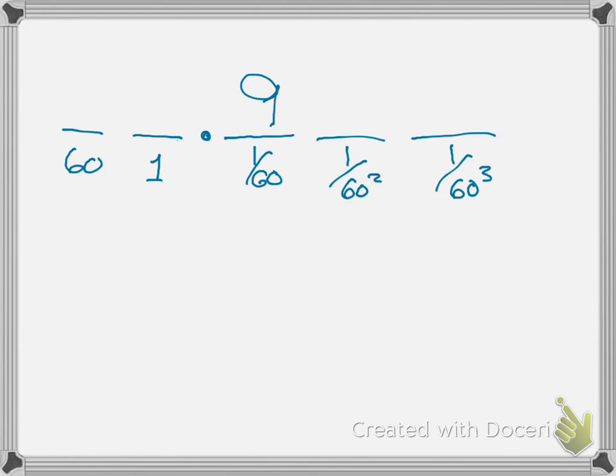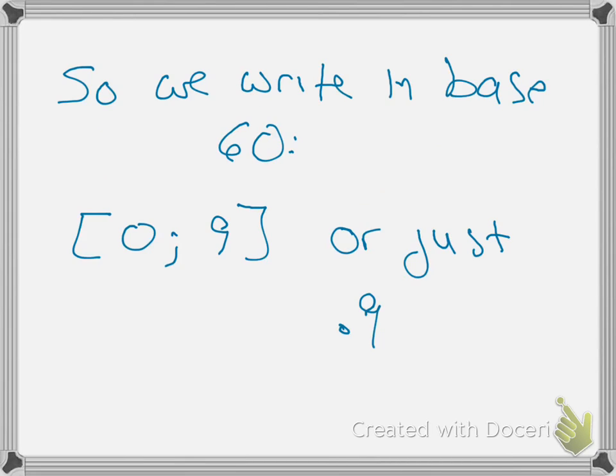So basically, we look at the decimal expansion for our base 60 number, and we see that we have 9 in the 1 over 60 column. So we write this number in base 60 either using the bracket notation, where the semicolon means the decimal point, or if we just use the decimal notation, we would just write it as 0.9.